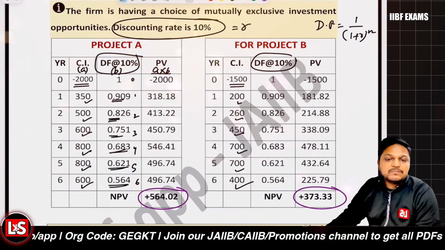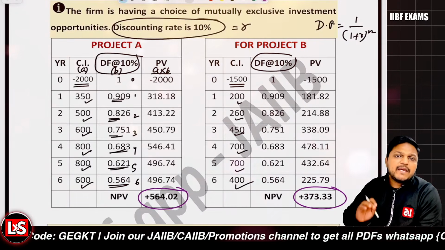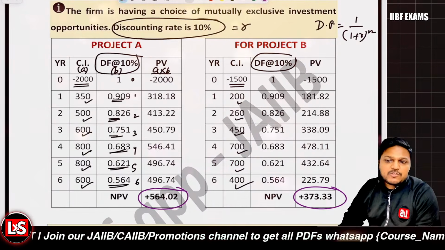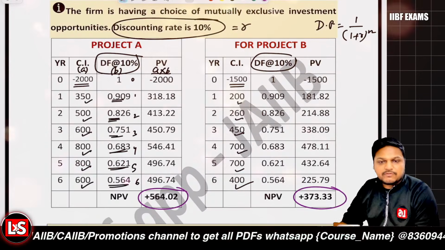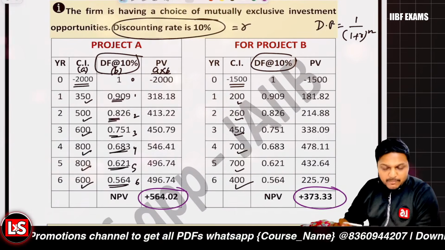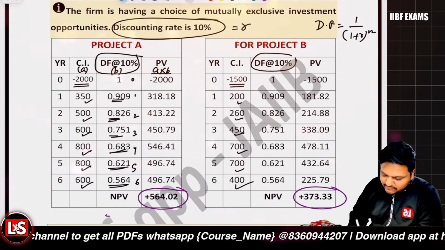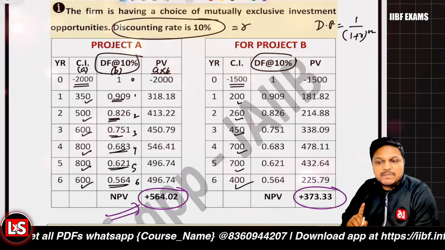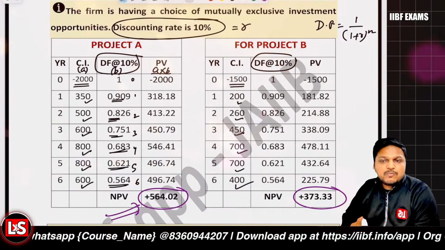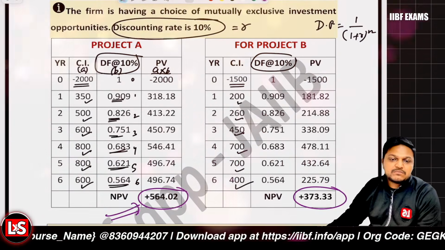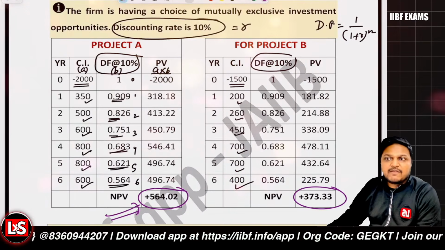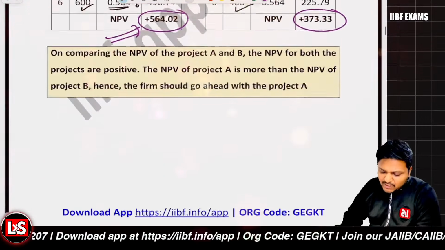Now, if we compare the NPV of projects A and B, both are positive. But project A has a much higher positive NPV as compared to project B. So definitely we should be going ahead with project A. But there are some limitations related to it.